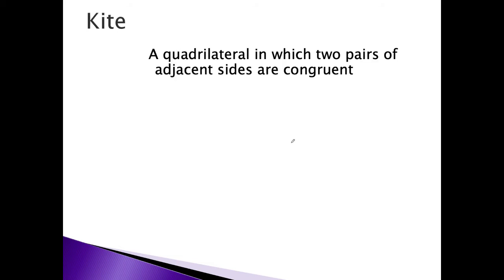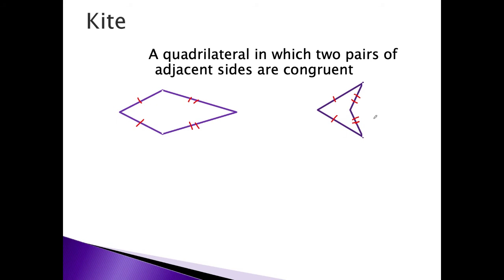Kites. Kites are quadrilaterals with two pairs of adjacent sides that are congruent. So you have the convex kite and you have the concave kite, or the Pac-Man kite. So what this means is that this side is congruent to this side, and this side is congruent to this side. Or here we have here and here. And most people forget about the convex kite.